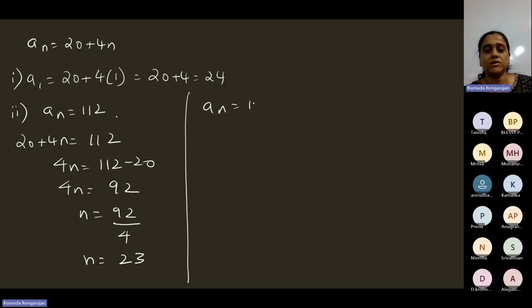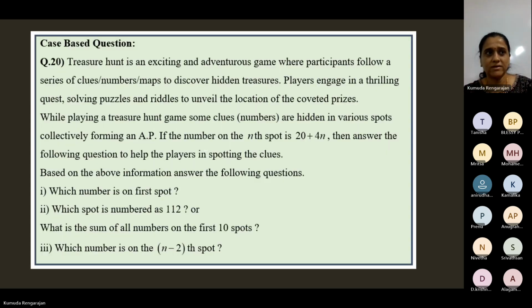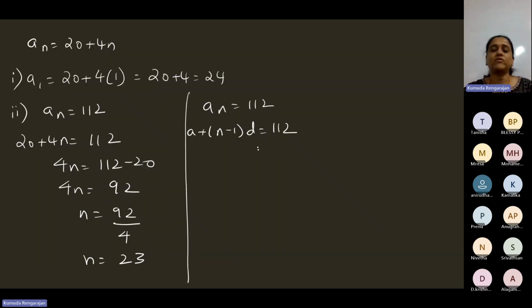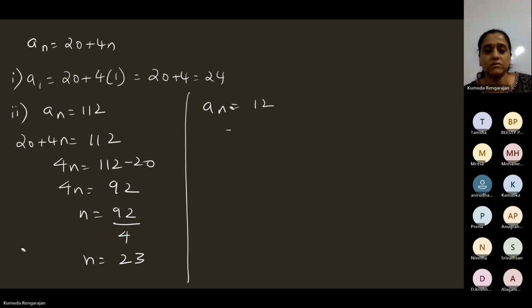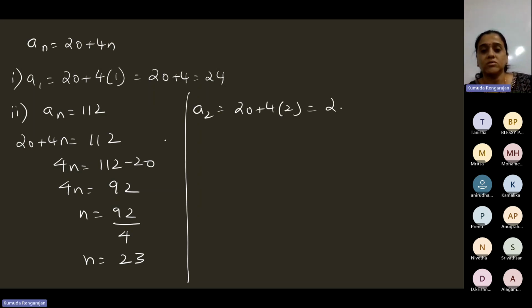Even if you work with An is equal to 112, a plus n minus 1 into d is equal to 112. Do you know d here, by the way? You have to find it. If you work in this method, you'll have to find d. So you have to work out A2. A2 is equal to 20 plus 4 into 2, so 20 plus 8, 28. So d is equal to A2 minus A1, 28 minus 24, which is 4.